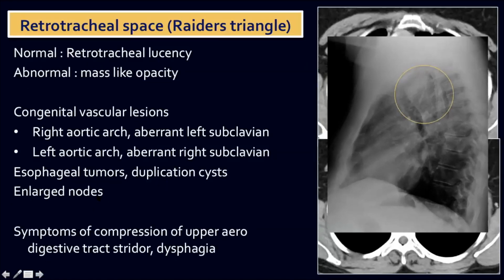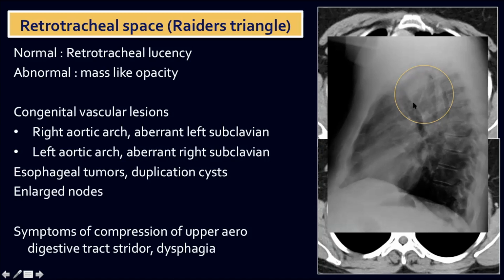So the abnormality is in the retrotracheal space, or the Rader's triangle, as it's called sometimes. And normally this space is lucent. You normally see a lucency behind the trachea. But in this case, you see a mass-like opacity, which is causing bowing of the trachea anteriorly.